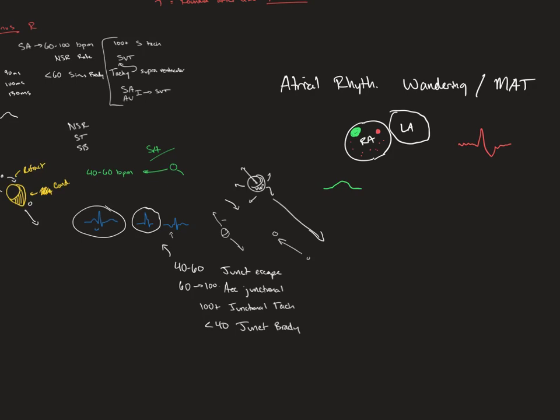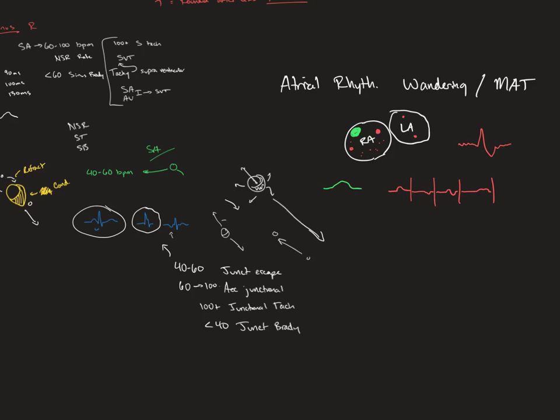But if you have a couple of foci that are competing, they're going to have different morphologies. So you could have one P wave here, and then a QRS, and then you could have another here, and then a QRS, and then you could have a biphasic one, and then a QRS, and then you could have, I don't know, a P pulmonale, and then a camel hump looking thing. Then that's your wandering pacemaker.